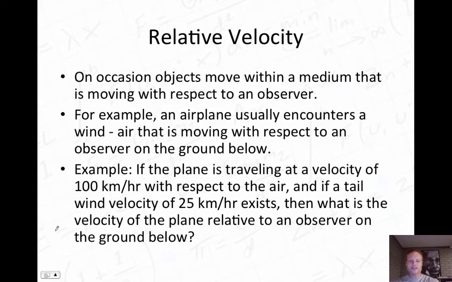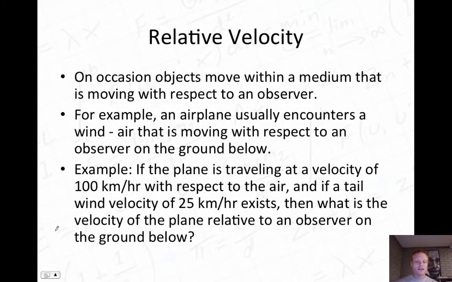So relative velocity. On occasion, objects move within a medium that is moving with respect to an observer. So like a river, for instance, or say a hang glider in the air. These are types of things that move in a substance that also may be moving in itself. So like the water is moving or the air is moving or something like that.